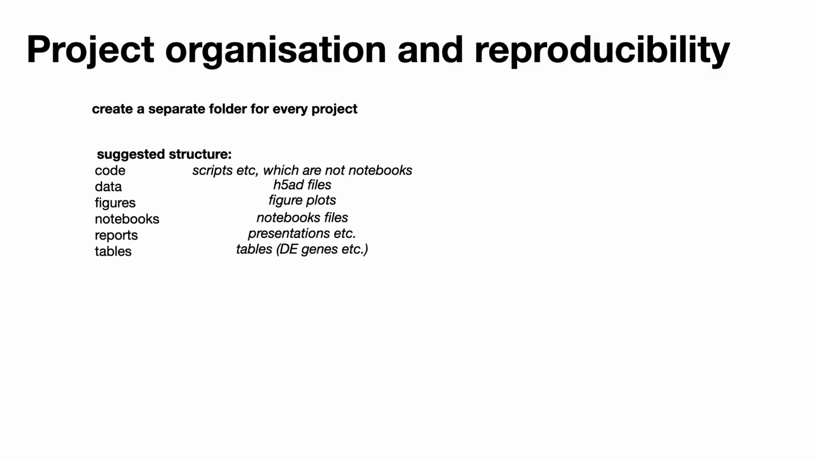Reports can be anything that you can compile from your analysis. For example, presentations, written reports, manuscript drafts that could go to reports. And finally, you have tables, such as lists of differentially expressed genes or anything else that you can save as a table.